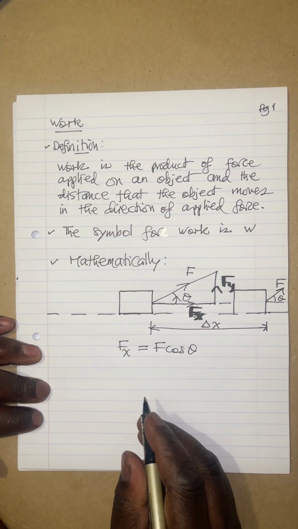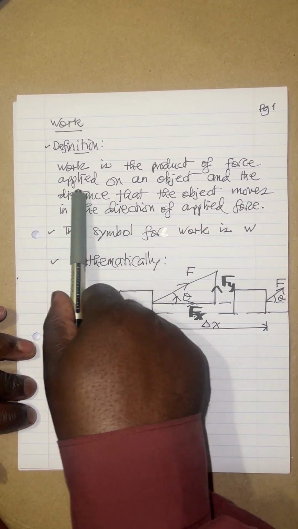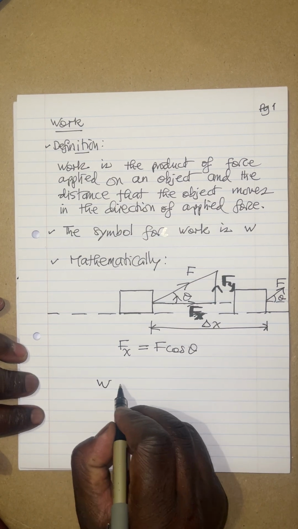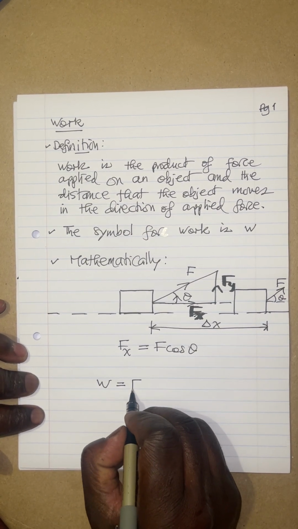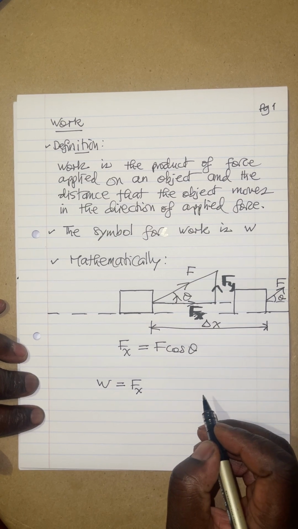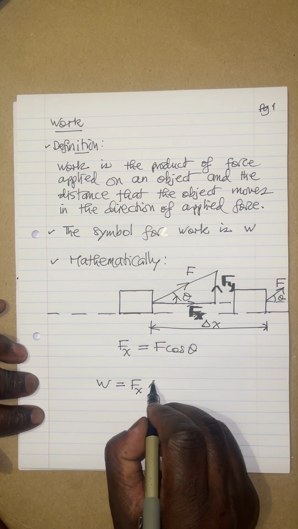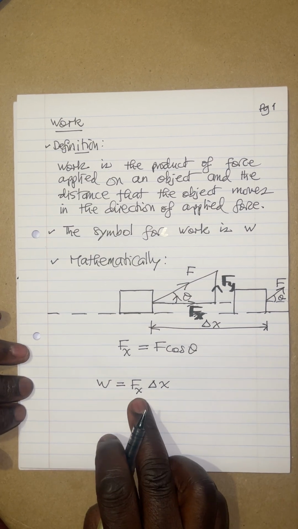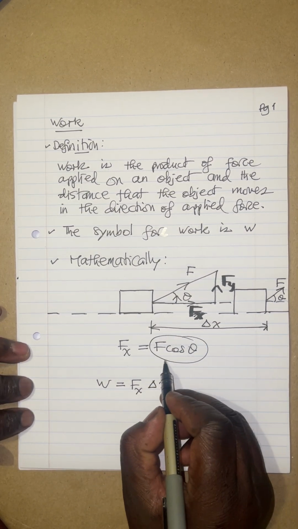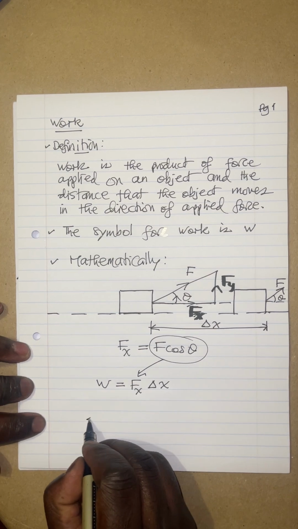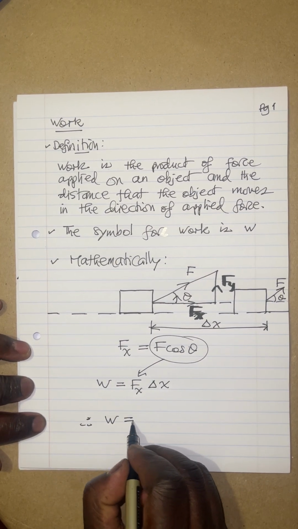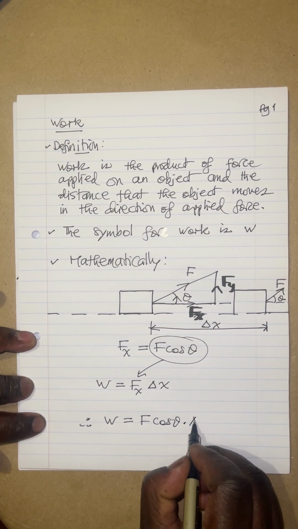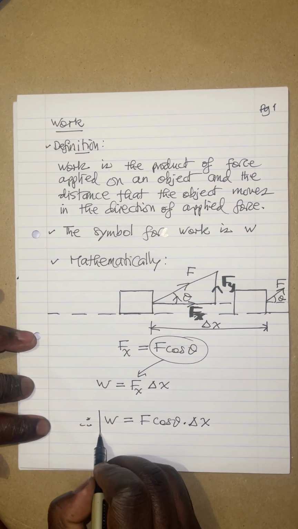Looking at the definition of work done, we can say that work done is going to be equal to force applied. In this case, we know that it's a horizontal component times the distance that the object moves in the direction of applied force. But what is Fx? This is Fx. So we take this and substitute in that place. Therefore, work done is going to be equal to F cos theta times delta x. This is the mathematical definition of work done.